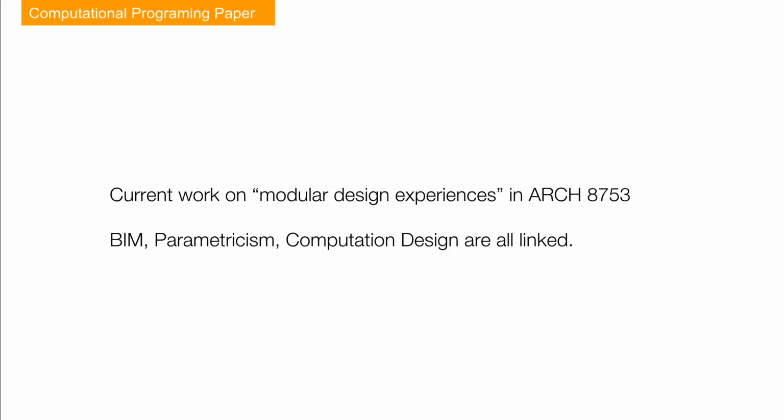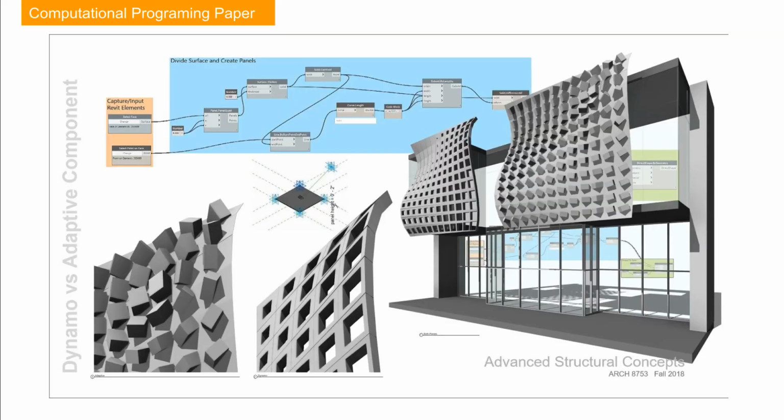Another thing to keep in mind while we're looking at this is that BIM, parametricism, and computational design are all linked. Many times you think you're talking about one thing while you're talking about the other one. It's really a continuum, and it's really hard to put anything in one box as one type of style of design intervention. So I'll quickly go through the projects.